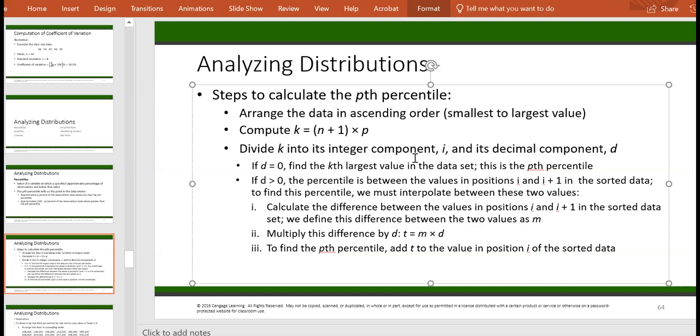So k would have two components, an integer component and a decimal component. The pth percentile would be between the ith and the i plus 1th observations. For finding the exact value, you pick the ith observation plus the decimal factor times the difference between the i plus 1th and the ith.